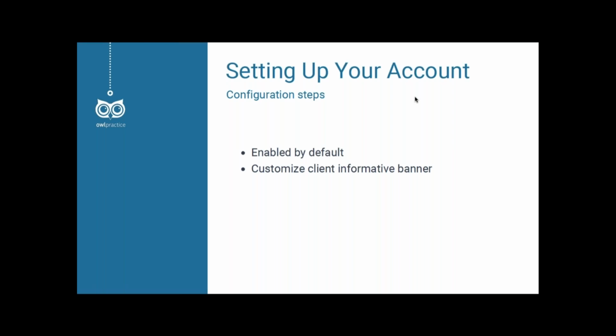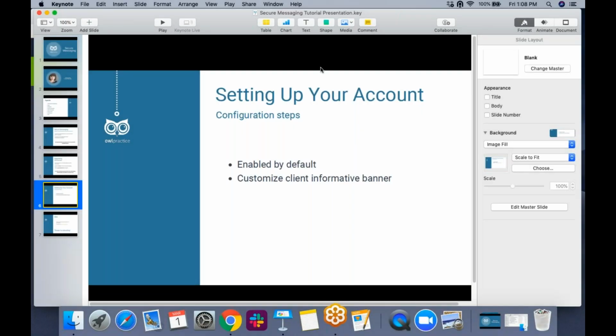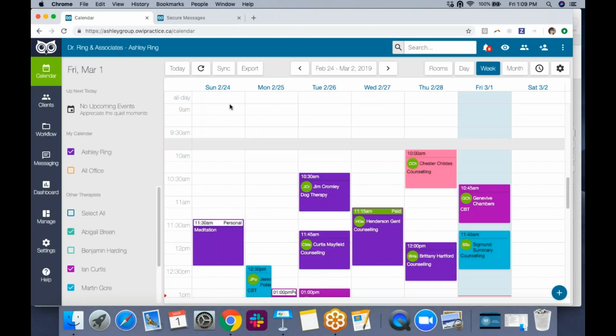So when you want to use secure messaging, you'll want to make sure that it's configured properly first as well. By default, your secure messaging is going to be enabled. You can disable it if it's not a feature you'd like to use, but it's on by default so that you can explore it now that it's live. You'll also want to make sure that you configure your client-facing communication policy as well. I'm going to switch into a live demo of my account now so you can see what I mean.